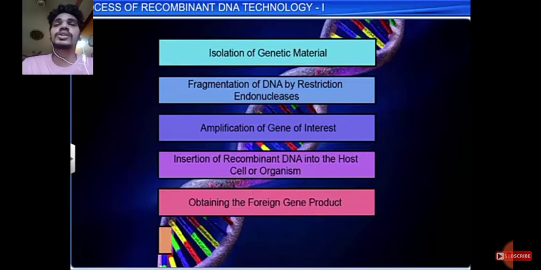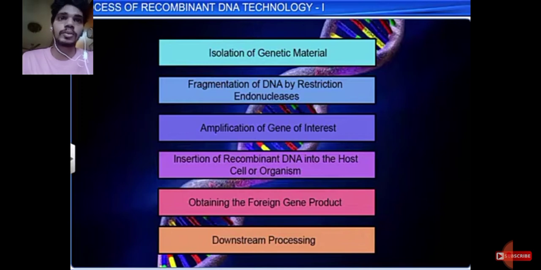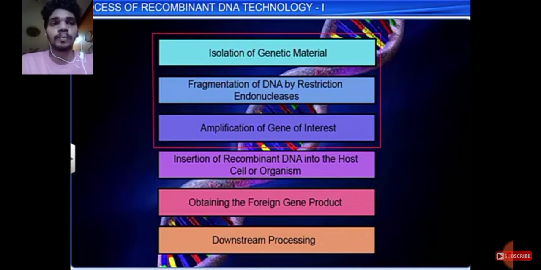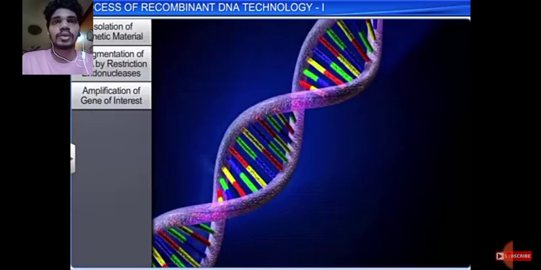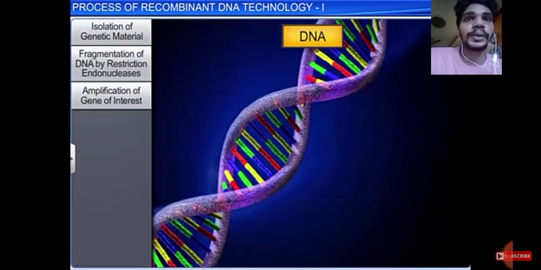Then obtaining the foreign gene product, then the downstream process has to be followed. So these are the steps we have to follow. Okay, so this is the process. So let's talk about the first three, that is here, isolation of genetic material.